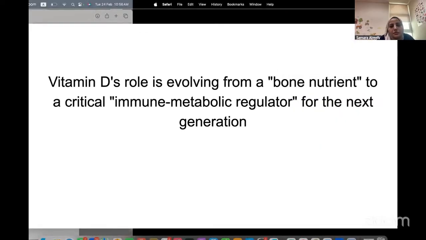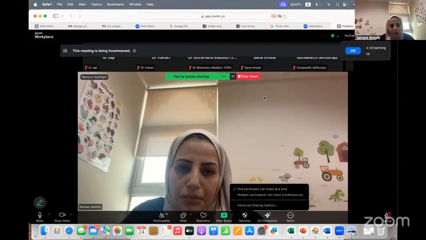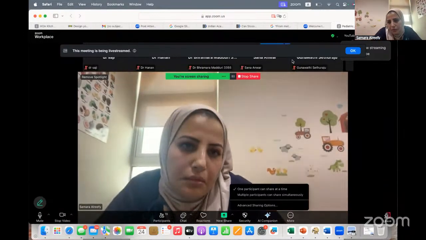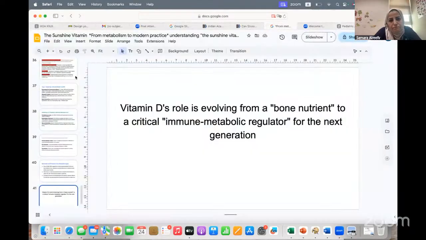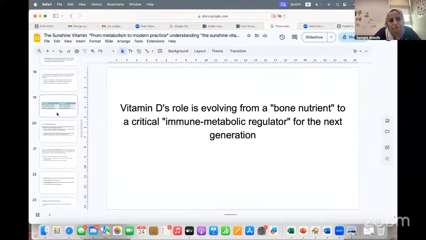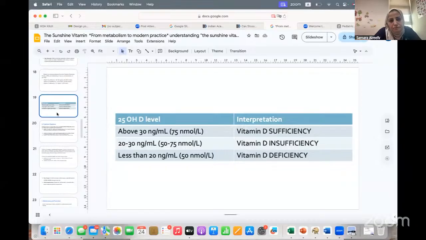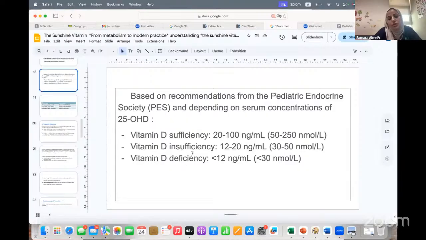Dr. Samara, thank you for the good presentation. Anyway, the insufficient range, you changed from 20 to 30 to 20, is it? Previously, we were telling 20 to 30 is the insufficient range and 30 onwards is the normal sufficient range. Yeah, insufficient is 12 to 20, and the deficient is less than 12. Sorry, deficient is less than 12. Insufficiency is 12 to 20. So you're aiming at maintaining 20 nanogram per milliliter.